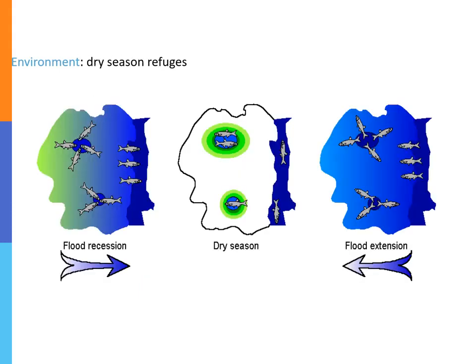Last, one element of importance in Cambodia in particular is the presence of dry season refuges. In the floodplains, when the flood recedes, the fish tend to aggregate in ponds and lakes, small lakes, while some others go back to the river. You remember the blackfish and the whitefish. So the blackfish spend the dry season in these refuges, and when the water comes back with the next flood, then the blackfish spread again in the floodplain.